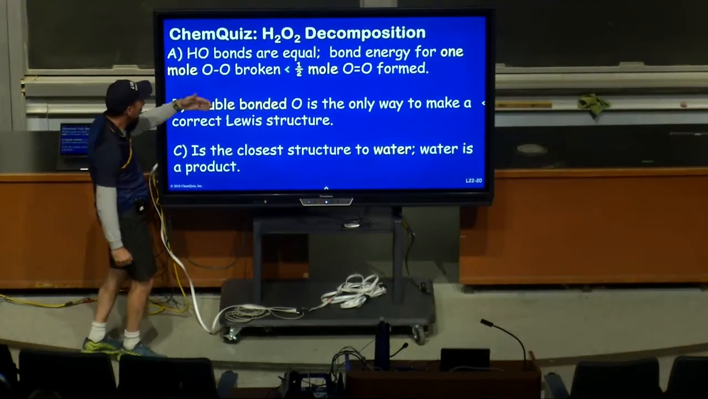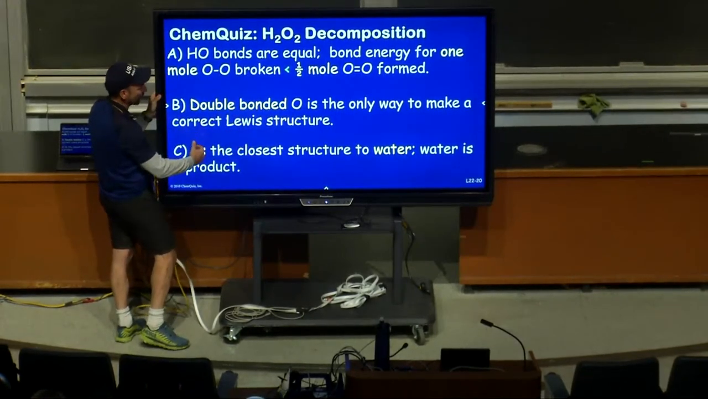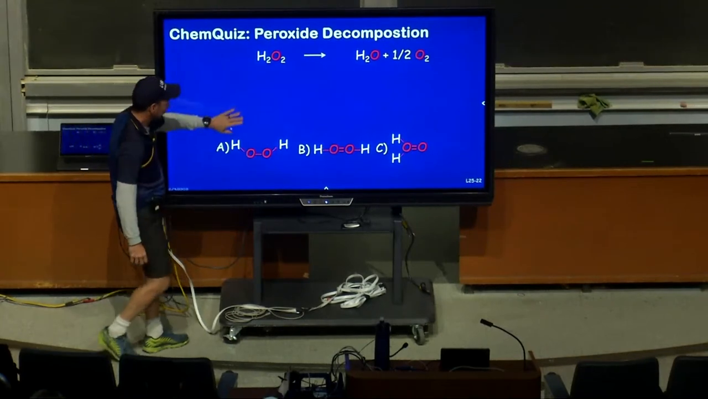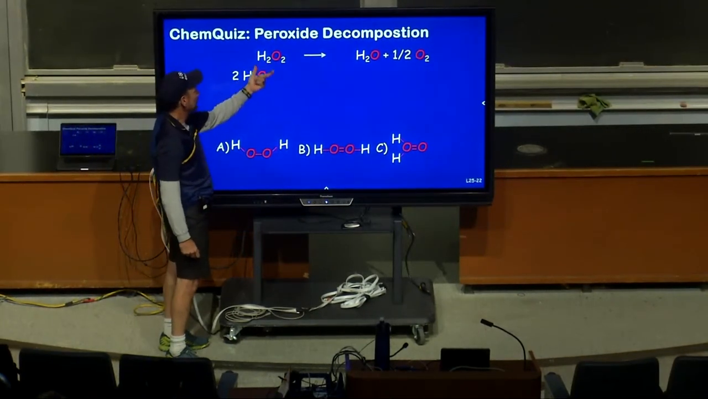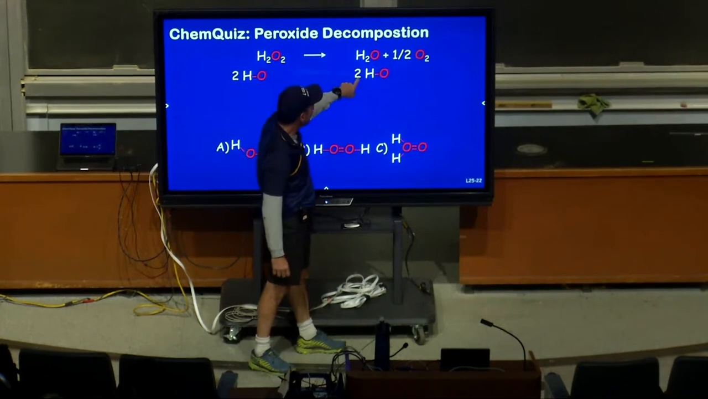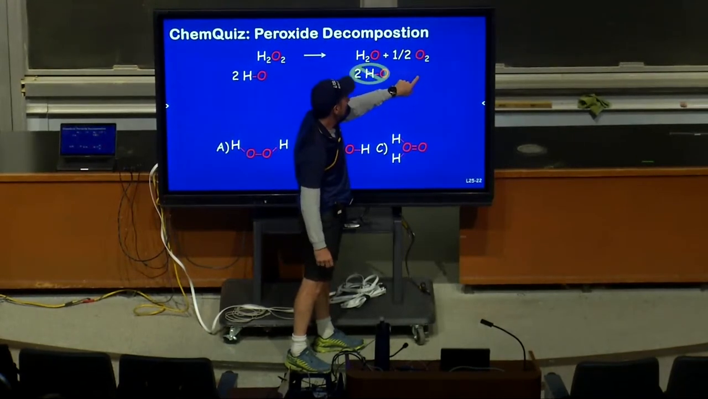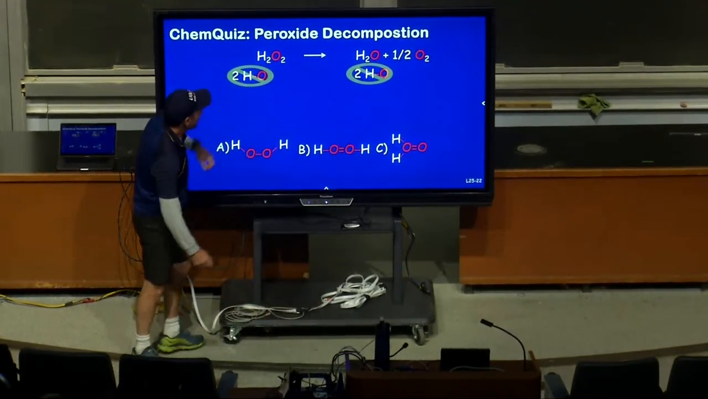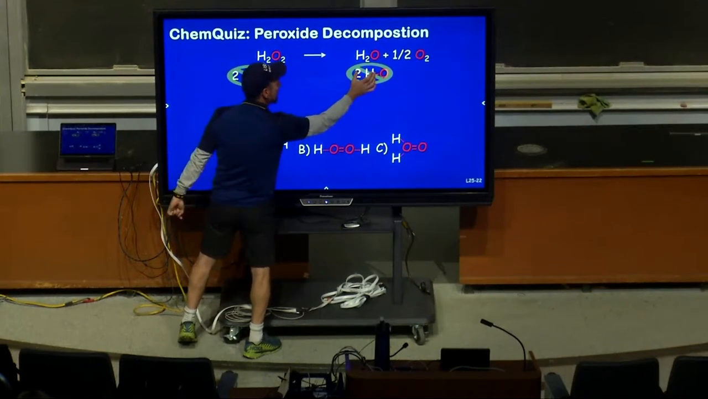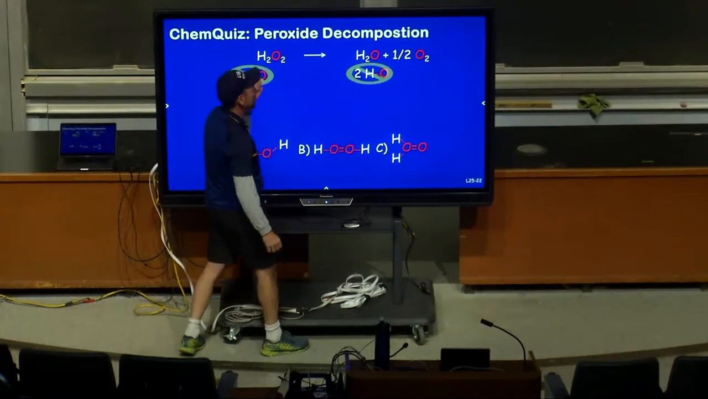HO bonds are equal. Basically, you just do some accounting. Let's try to account for the bonds that are broken and formed. And if you look at all the structures that are possible, you'd say, let's break that up. I don't know what that is. I do know what these are. So on this side, I have to form water. That's two HO bonds. And I have to form half a mole of OO bonds. And I say, well, if there were two HO bonds over here, forming those and then breaking and then forming, that would be null energy. Break, then form, no difference.